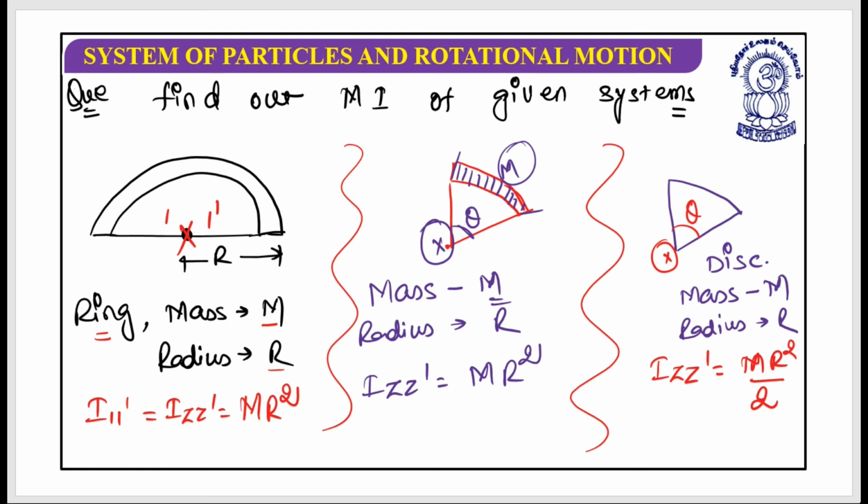When they have mentioned that this segment contains a mass m, we need to understand that this is the mass m. I hope this is clear.